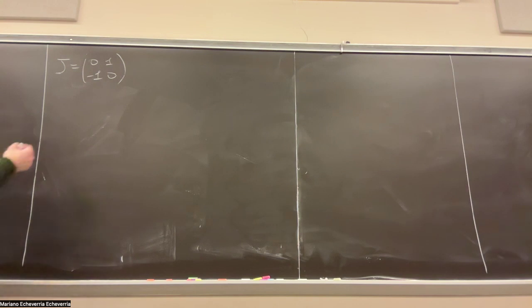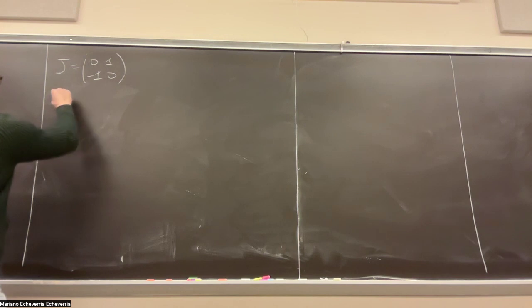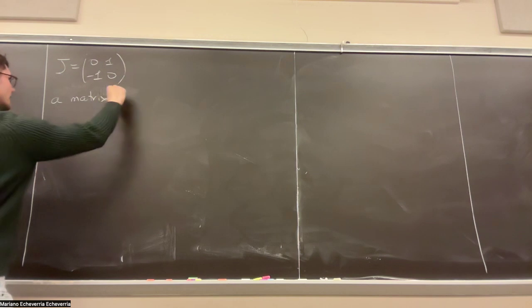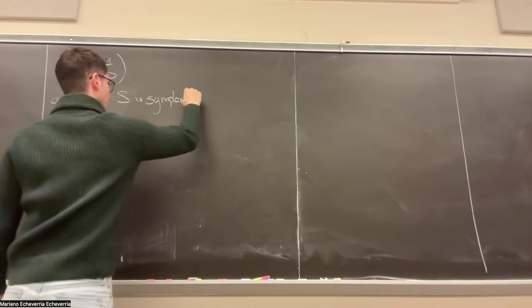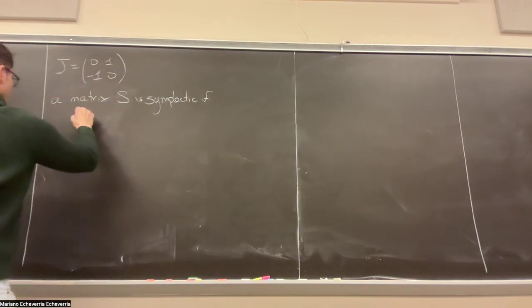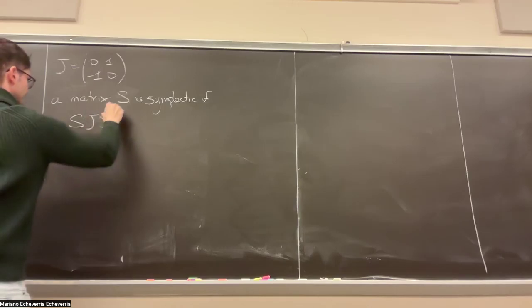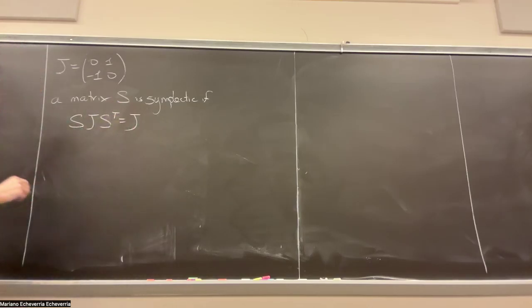And then the idea is that another matrix S is symplectic if S J S transpose equals J. Okay, this is a definition that works for any dimension or any size of the matrix. Of course, when I say any size, we're assuming everywhere the matrices are of even size for this to even be able to be written down.